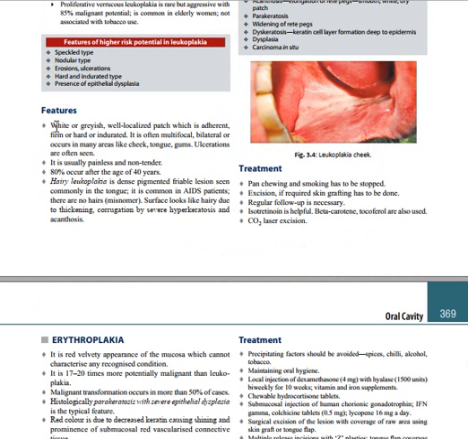So the features you have are whitish-grayish, well localized. It's usually painless and non-tender. 80% occur at the age of 40 years. Hairy leukoplakia: the name hairy is a misnomer. It does not contain hair. It has been called hairy leukoplakia just because the surface looks like hairs due to thickening and corrugation by severe hyperkeratosis and acanthosis. You need to know that hyperkeratosis and acanthosis are the lesions that can be seen pathologically on histopathology.